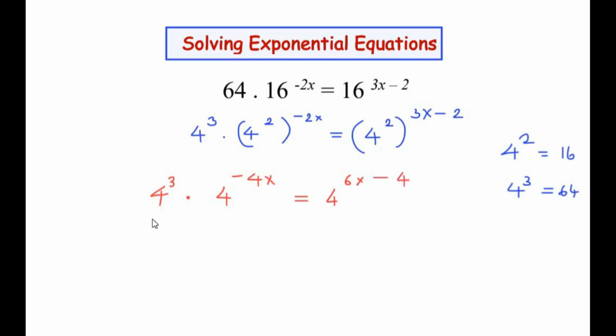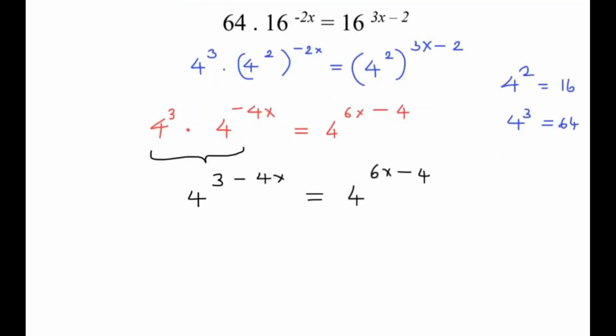Now in the left hand side we can see that a law of index needs to be used. That is, the bases are the same and there is a multiplication in between. So we are going to add the powers, and right here 4 is raised to the power of 3 added with negative 4x. Now this will be equal to the right hand side, that is 4 to the power of 6x minus 4. Now we have got the bases the same, 4 and 4, so we can equate the powers and write 3 minus 4x is equal to 6x minus 4.